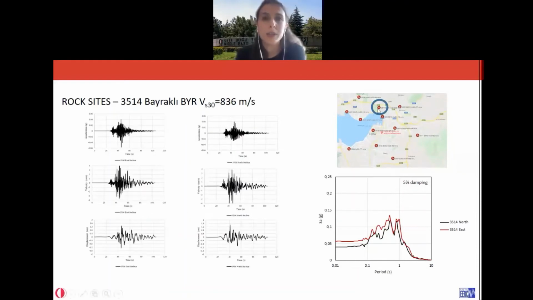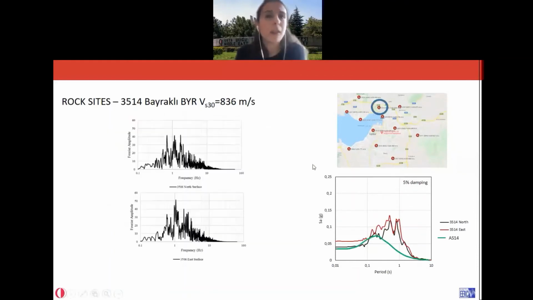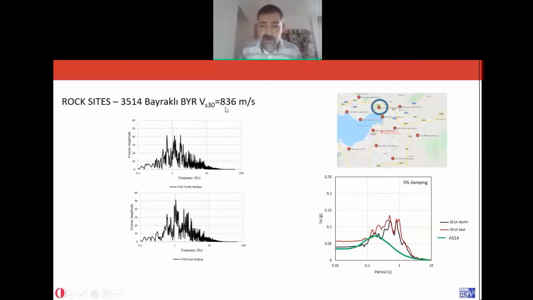For Bayraklı also, we have the same problem. If you remember, for Bayraklı, the collapsed buildings were the 7 to 8 story buildings. That means the period range is actually 0.7 to 1 second, but the ground motion prediction models unfortunately do not capture those period ranges. And the VS30 value for this station is 836, which is a typical rock station.